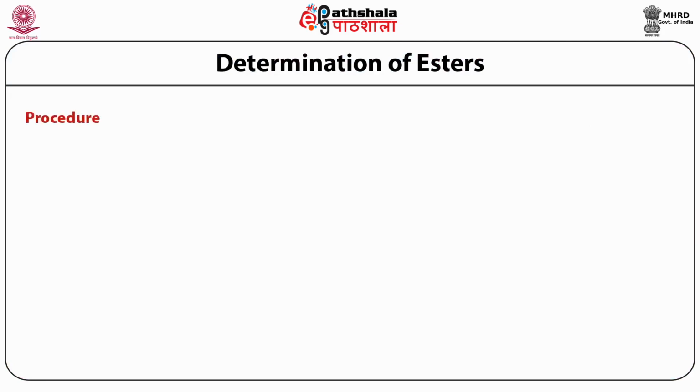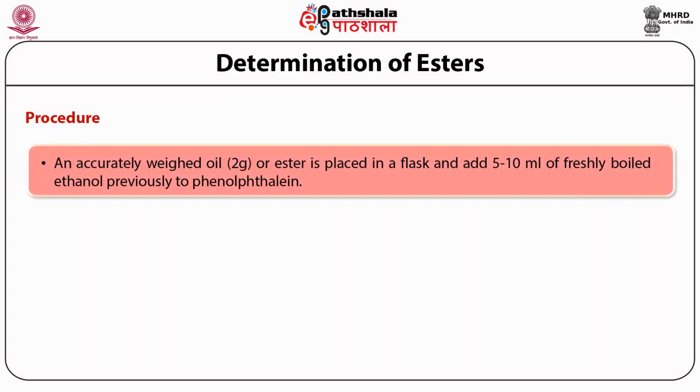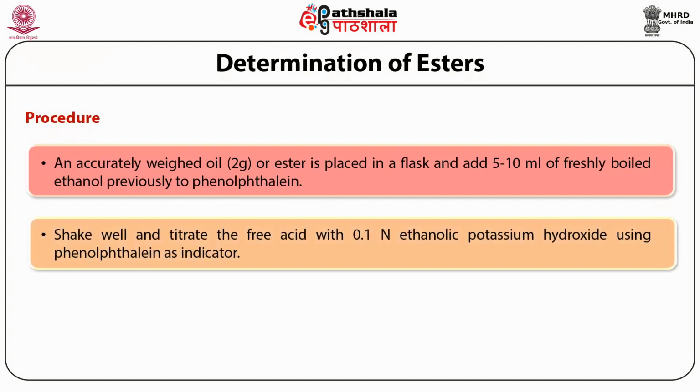Let's now discuss the determination of esters in volatile oils. The procedure goes like this. An accurately weighed quantity of oil or an ester is placed in a flask, and to this add 5 to 10 ml of freshly boiled ethanol, previously neutralized with phenolphthalein. Shake well and titrate the free acid with 0.1 normal ethanolic potassium hydroxide using phenolphthalein as indicator.